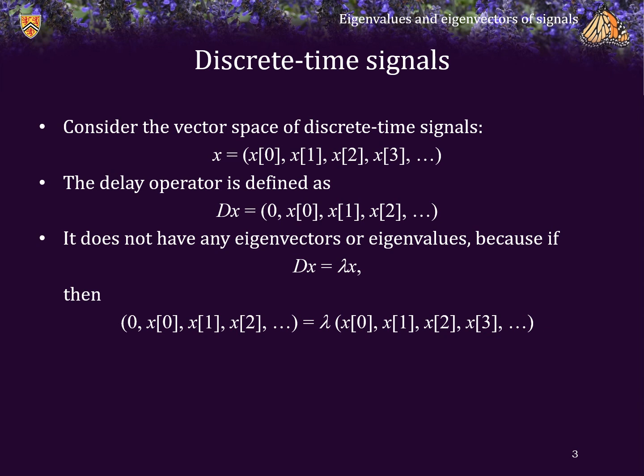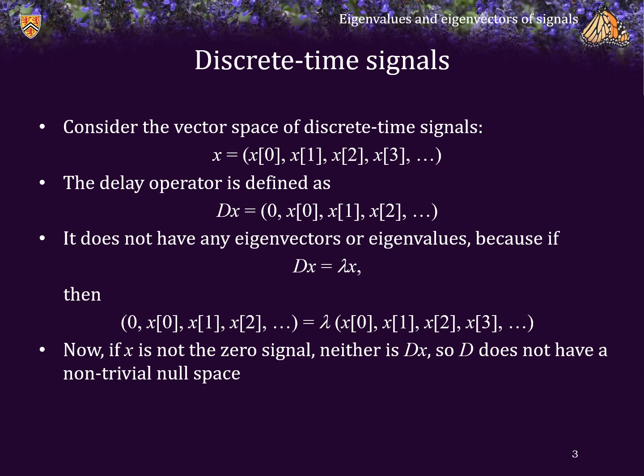Now, this does not have any eigenvectors or eigenvalues, because if the delay operator applied to x is equal to lambda times x, then we require that the signal on the left, which is the delay operator applied to x, must be equal to a scalar multiple of the original signal. Now, if the original signal is not 0, then neither is the delay operator applied to x. That means if there's at least one non-zero entry anywhere in the signal, then the delay operator cannot be 0. Consequently, D does not have a null space that is anything more than just the 0 vector.